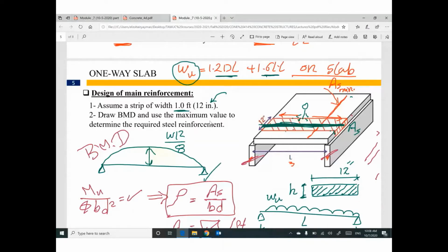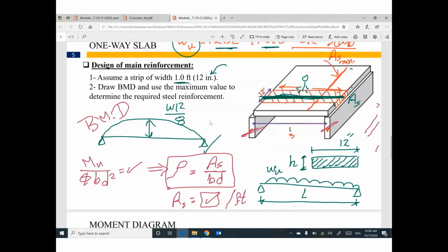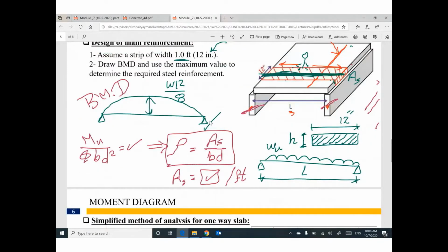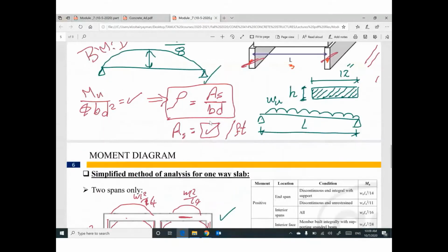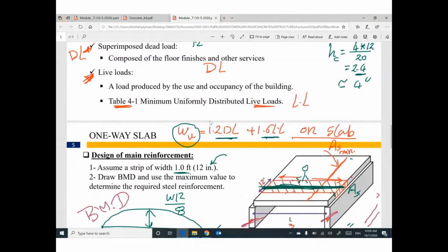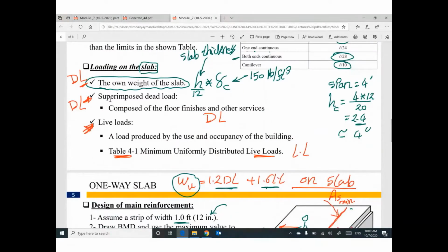We can take one strip with unit width in the short direction. Make sure one strip with unit width in the short direction, and then I can draw bending moment if it's simply supported, or two span or more than two span. So I can figure out the bending moment based on the own weight, superimposed dead load, and the live load. Don't forget to make combination in ultimate. So dead load times 1.2, live load times 1.6.